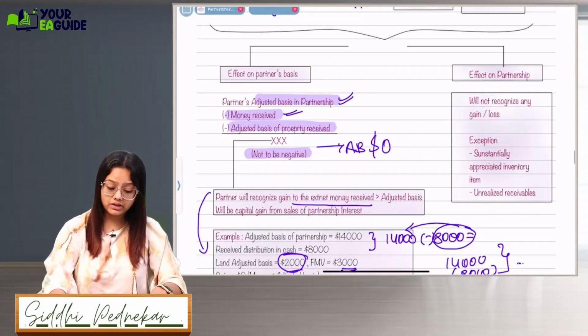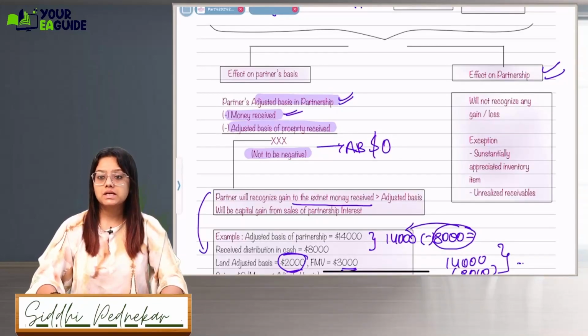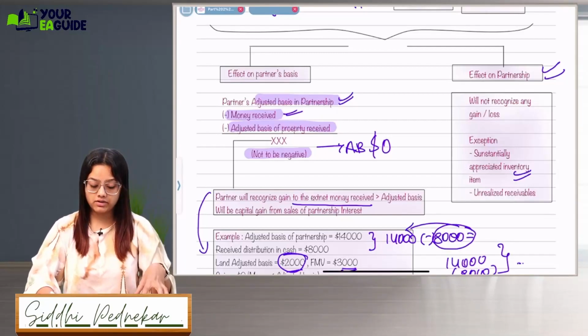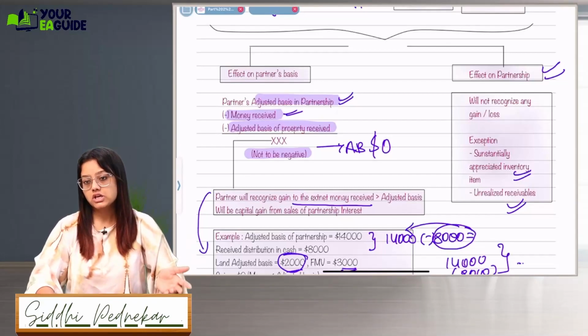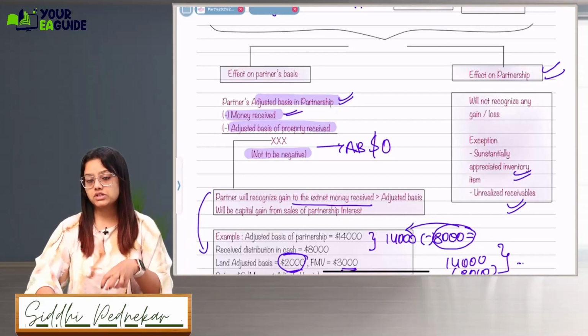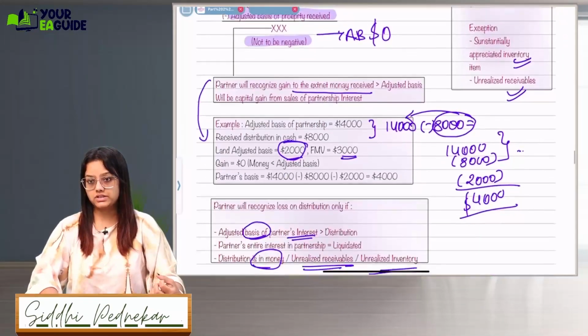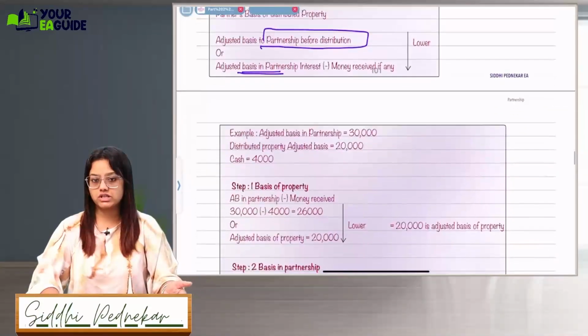Next is the effect on the partnership. For the partnership firm, they will not recognize any gain or loss. But the exception is substantially appreciated inventory items if they are selling, or unrealized receivables if they are selling, because the partner is allowed to take the losses. In the same way, on the other hand, if a partnership firm has a gain, they will recognize it. They will compare the adjusted basis with the FMV for whatever they are transferring.